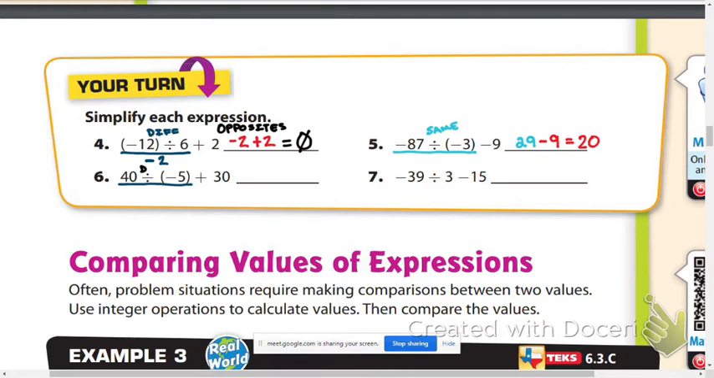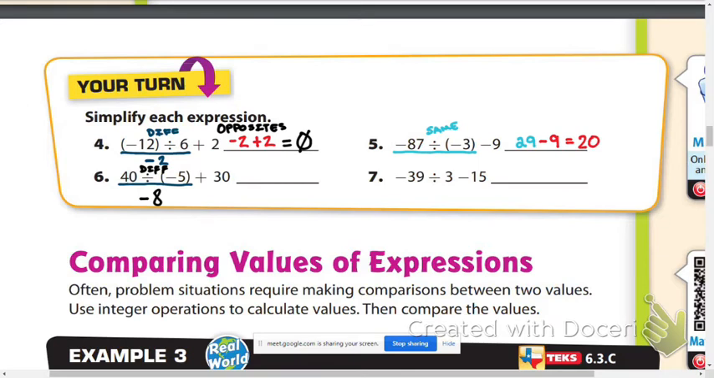I have different signs. So I know that my quotient is going to be what? Negative. Very good. So 40 divided by negative 5 becomes what? Negative 8. Very good. Negative 8.